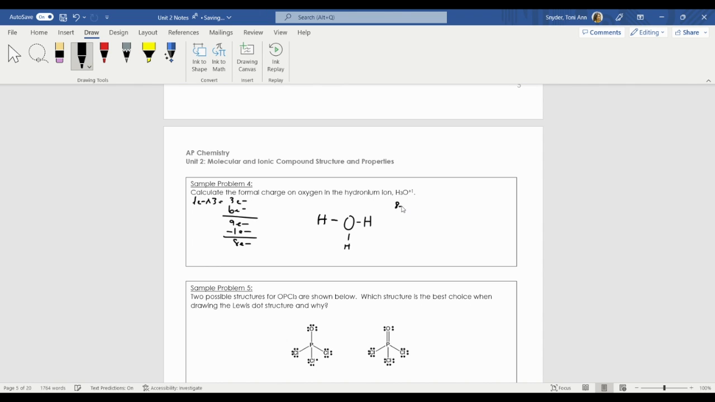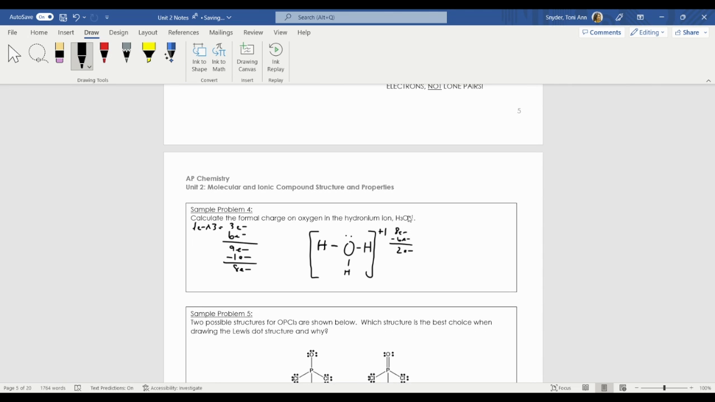And let's start keeping track of our electrons here. 2, 4, 6. Looks like I got 2 electrons to place. I'm going to put them on oxygen right there. And remember, whenever I have something that has an overall charge, you should write that Lewis dot structure in brackets and then put the charge on the outside. So it's asking here, what is the formal charge on oxygen?